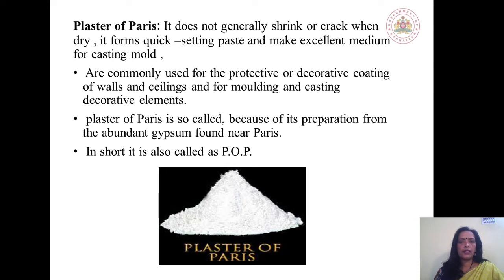Plaster of Paris generally does not shrink or crack when dry. It forms a quick setting paste and makes an excellent medium for casting. It is commonly used for protective or decorative coating of walls and ceilings, and for molding and casting decorative elements.